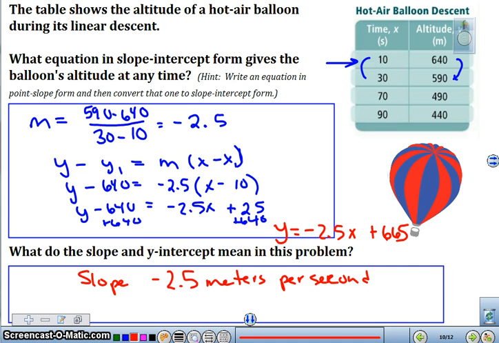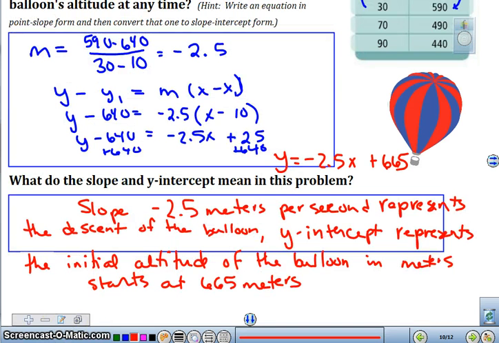The video is almost over. You may want to pause the video to get what the slope and the y-intercept, what they mean in this problem.